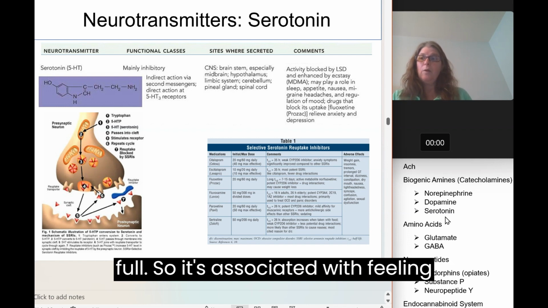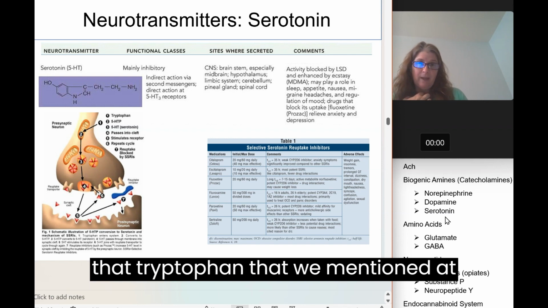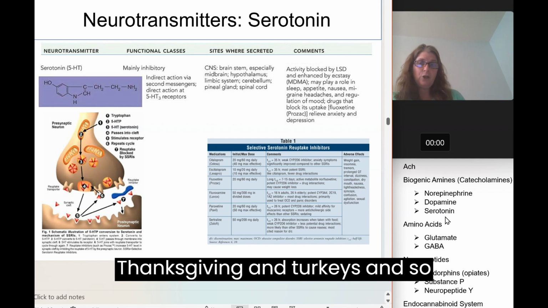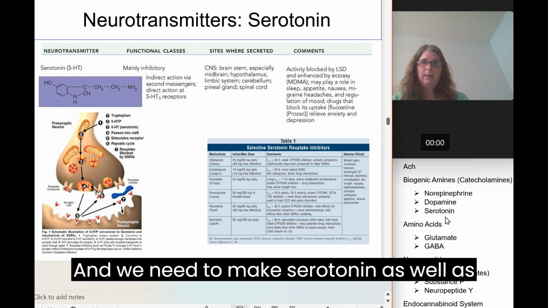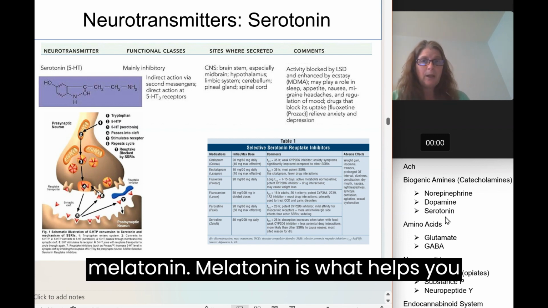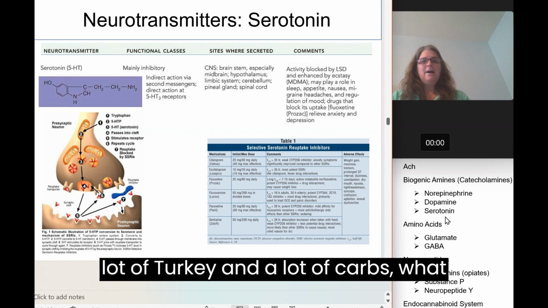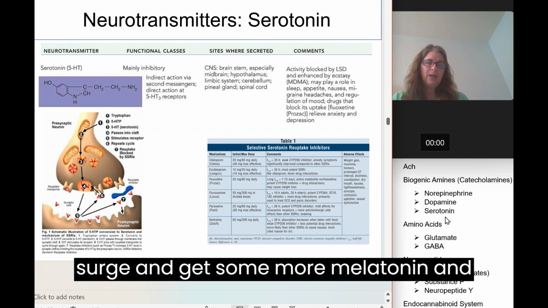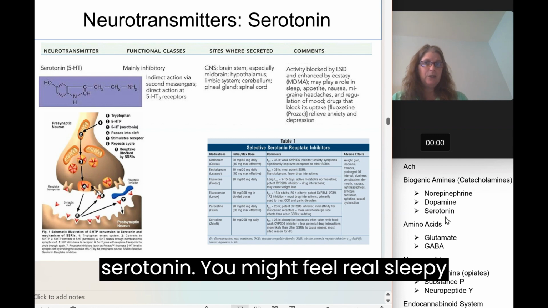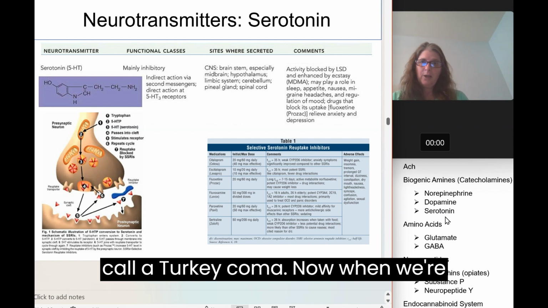So it's associated with feeling good and happy. This one is made from that tryptophan that we mentioned. It's high in turkeys. And so tryptophan's an essential amino acid, and we need it to make serotonin as well as melatonin. Melatonin is what helps you feel sleepy, by the way. So if you have a lot of turkey and a lot of carbs, you can get this tryptophan surge and get some more melatonin and serotonin. You might feel real sleepy and tired after that. So that's what we call a turkey coma.